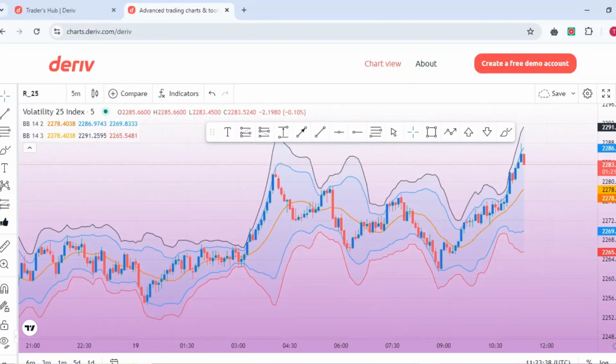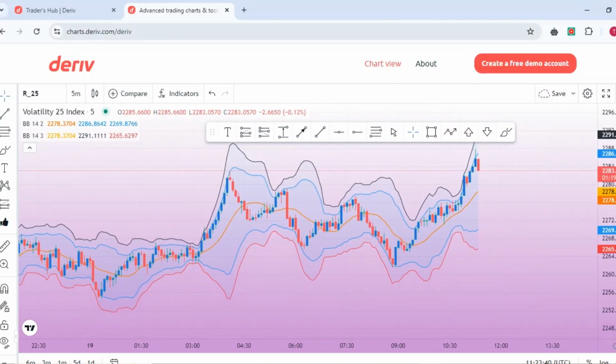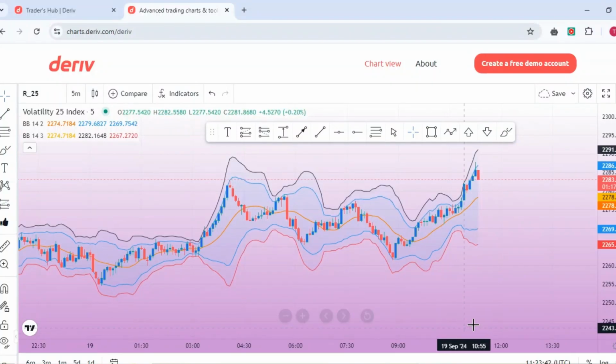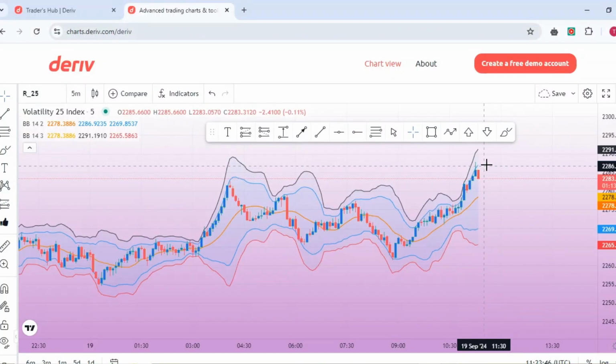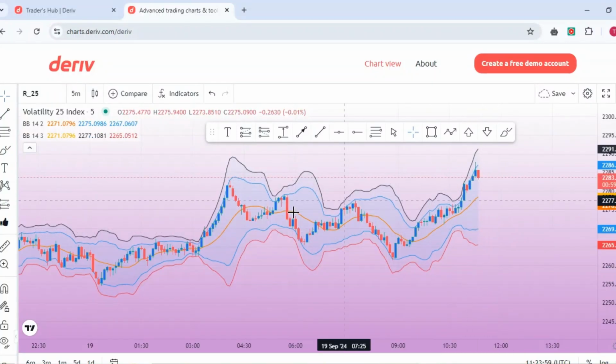So how will we be trading using these Bollinger Bands? You see, when a wick touches the upper 3, you can see here there is a wick. Definitely now you are getting into a downtrend, and from there you can use this strategy to trade rise and fall, or any contract type that shows the direction of moving upwards or downwards.